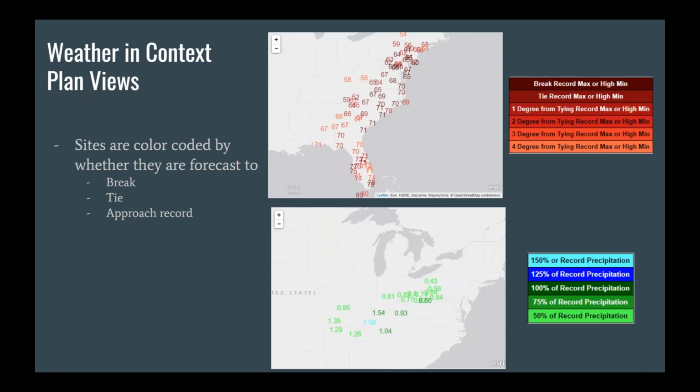And in the lower right, you can see the QPF values. The cyan is 150% of record precipitation. And then the really light green will be within 50%. So that's kind of the color coding that you'll see on those.